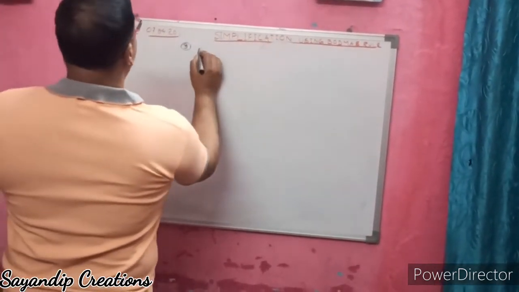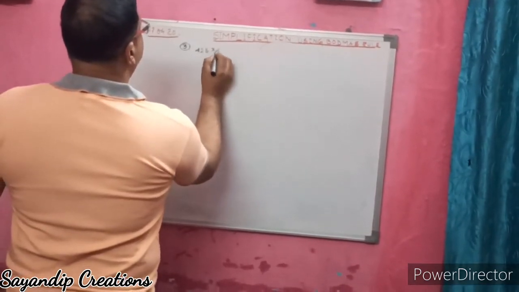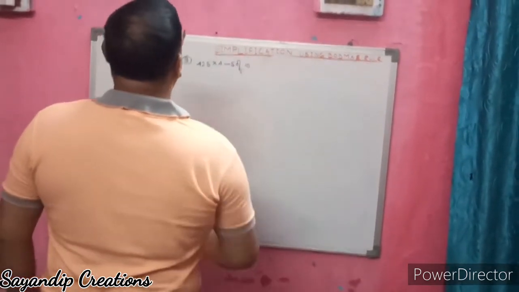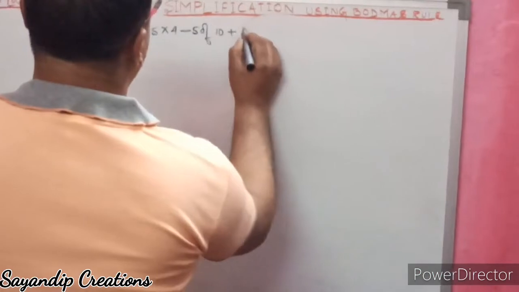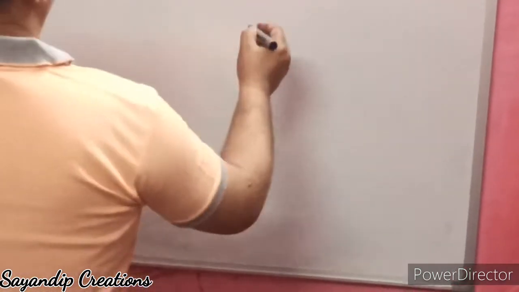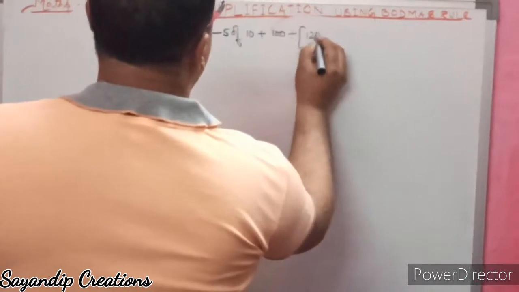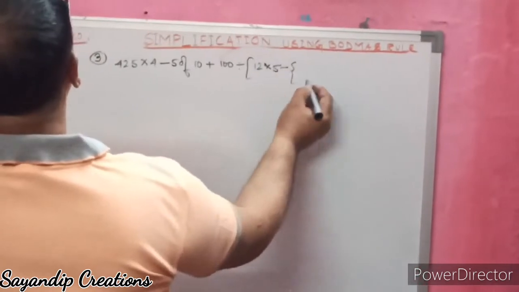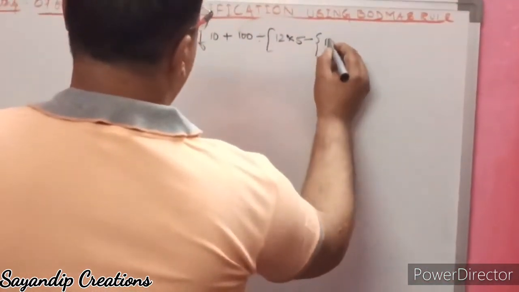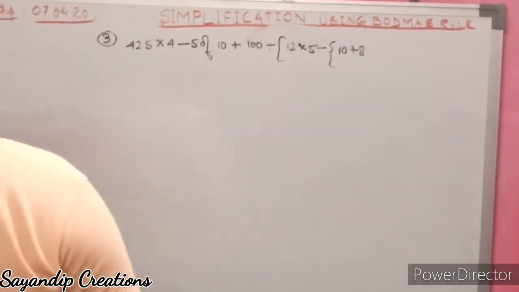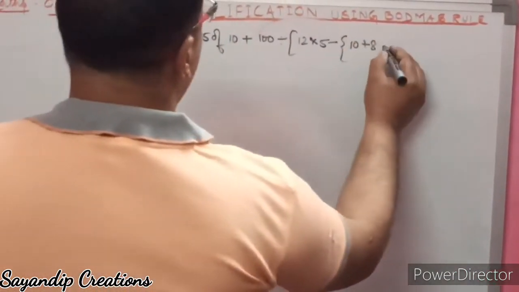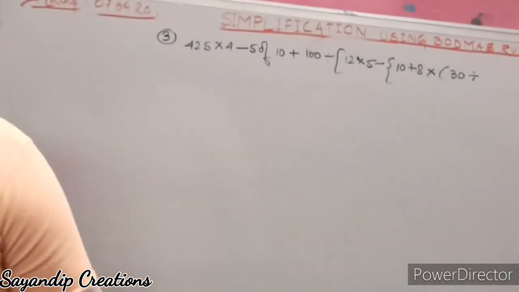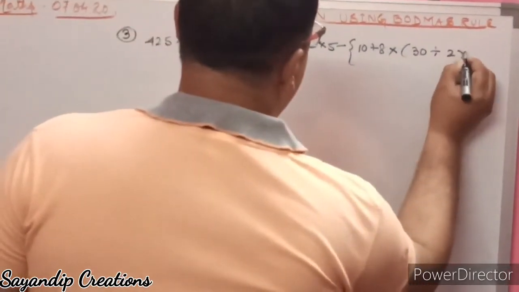That is 425 into 4 minus 5 of 10 plus 100 divided by 12 into 5 minus bracket 10 plus 8 into 13 divided by 2 into 3 bar.